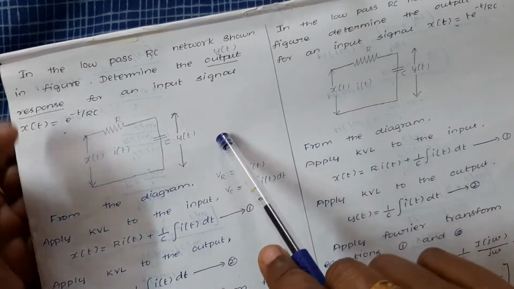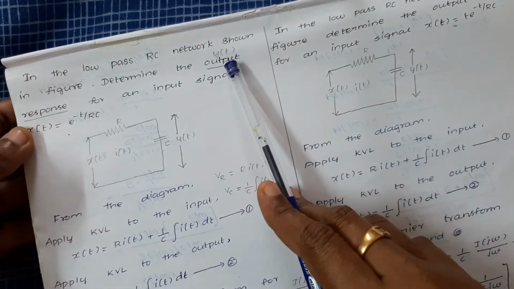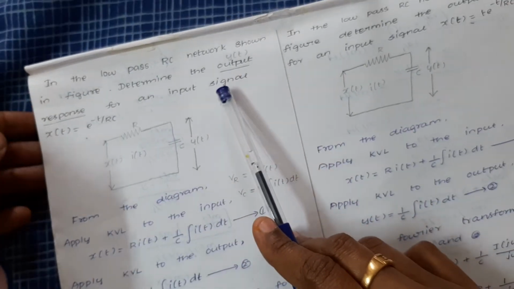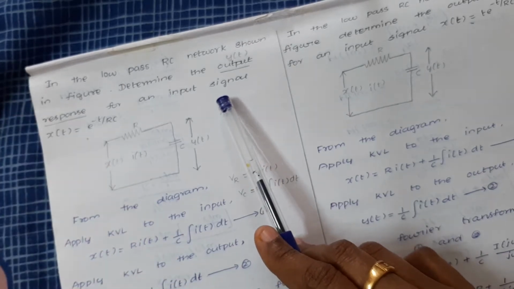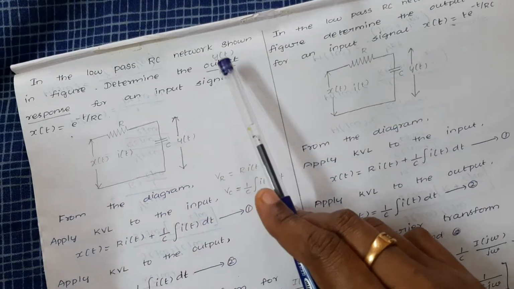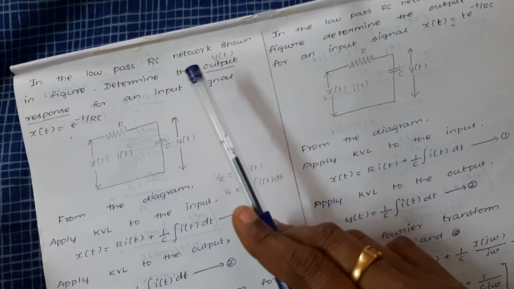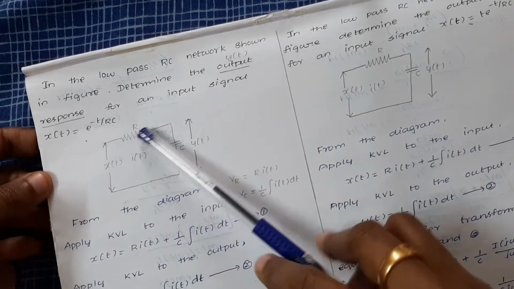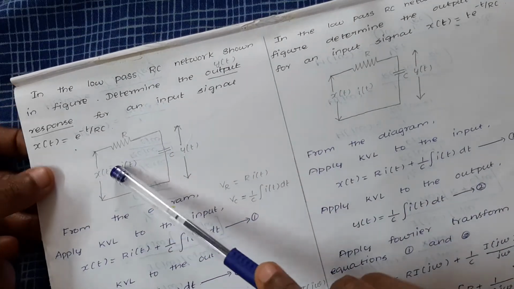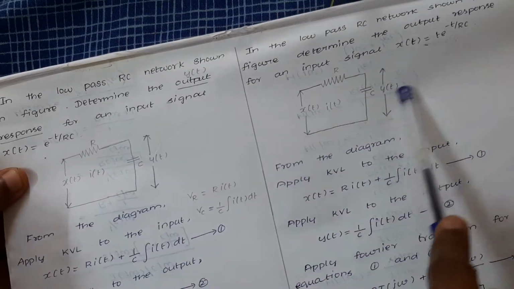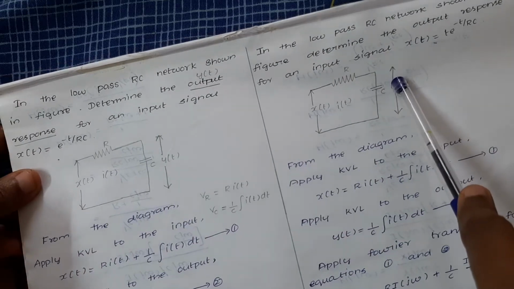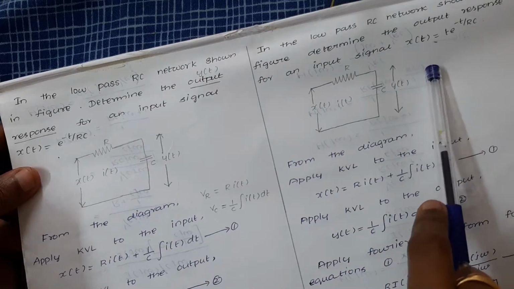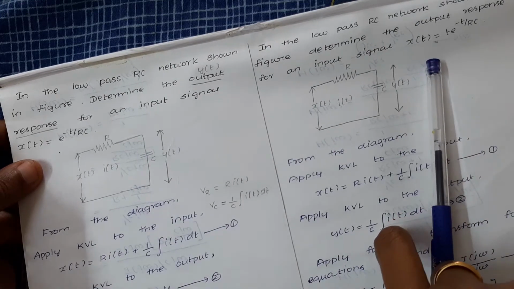Okay, so if you see this problem: the low pass filter RC network shown in the figure, determine the output. So I said in impulse response, input is x of t and output is y of t. Okay, impulse response is h of t. So remember that. And here current is I of t. Output response for an input signal x of t is equal to e power minus t by rc. So this is also the same question. What is the difference? Only the x of t value varies. Here x of t is e power minus t by rc. Here x of t is t into e power minus t by rc.